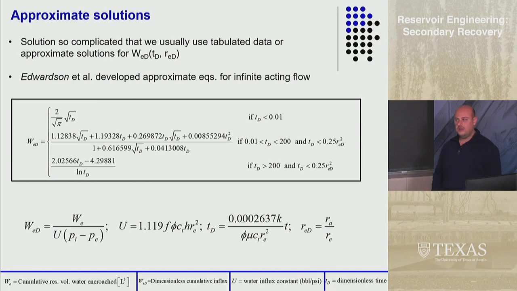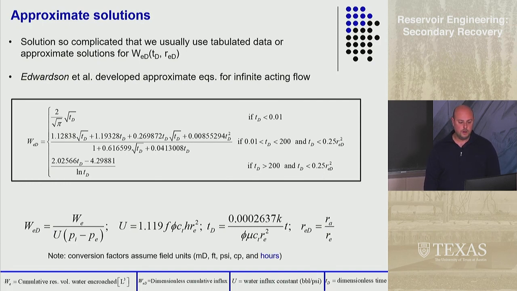So Edwardson et al. have these approximate solutions that don't use Bessel functions. They're still a little tedious. I mean, you've got to type a lot of things in there to get it to work, and if you're not careful, you're likely to make a mistake. And then the worst part about this is that it's only good in infinite acting flow. So TD has to be less than 0.25 RED squared.